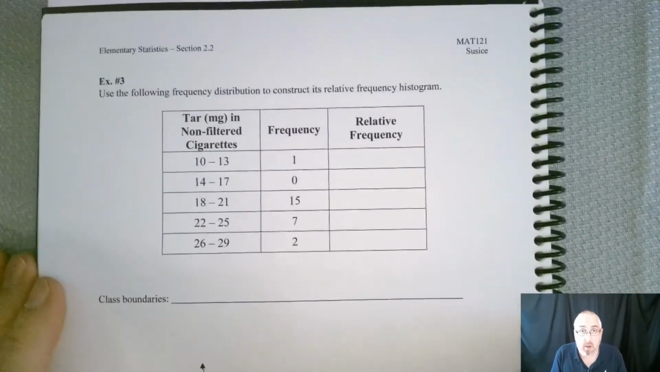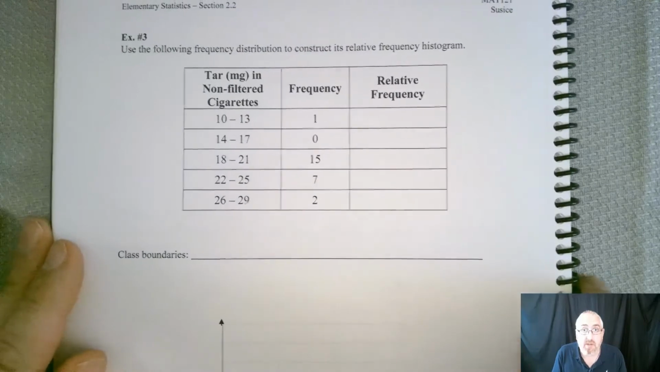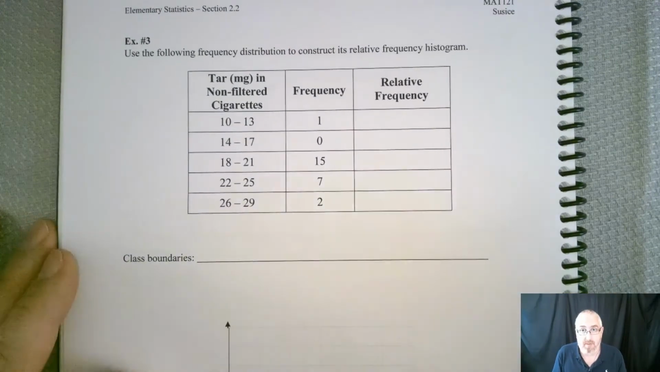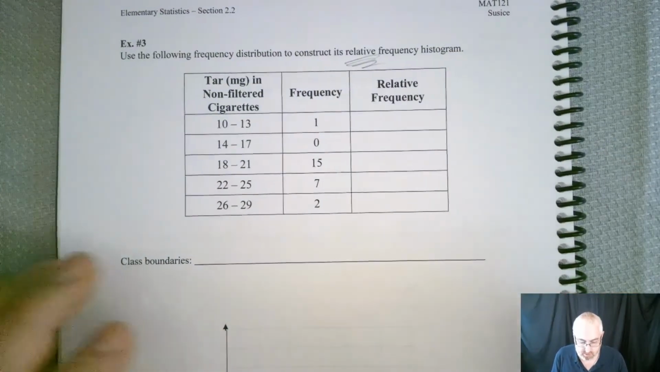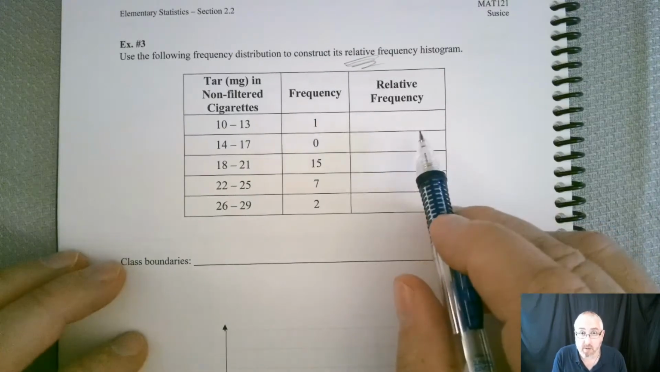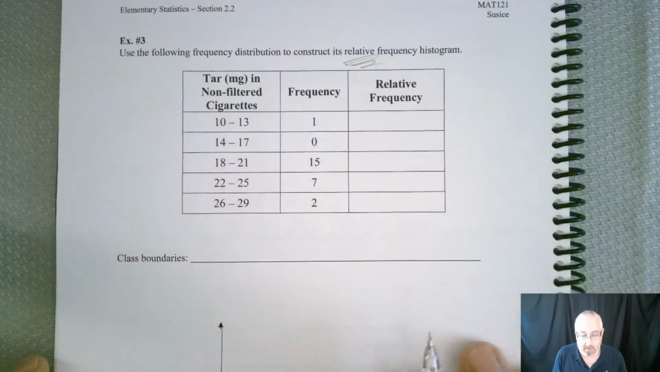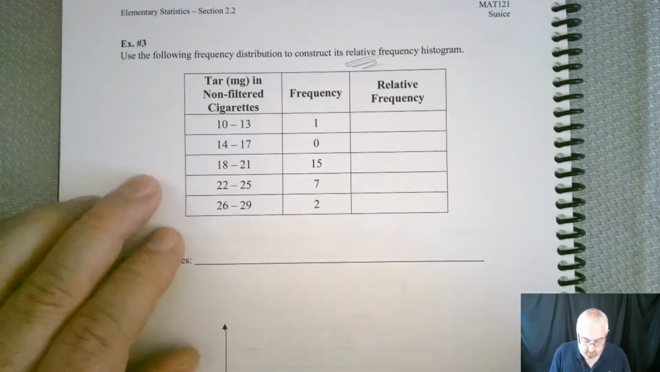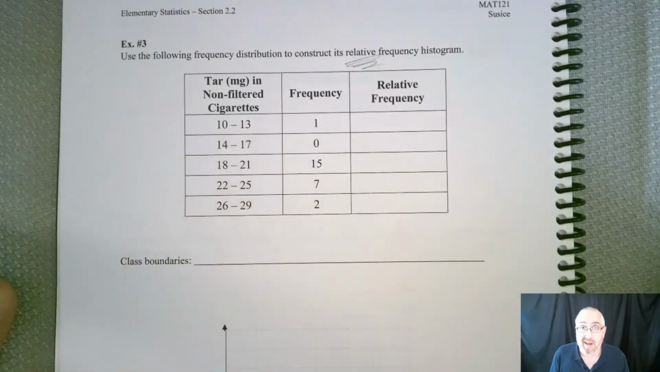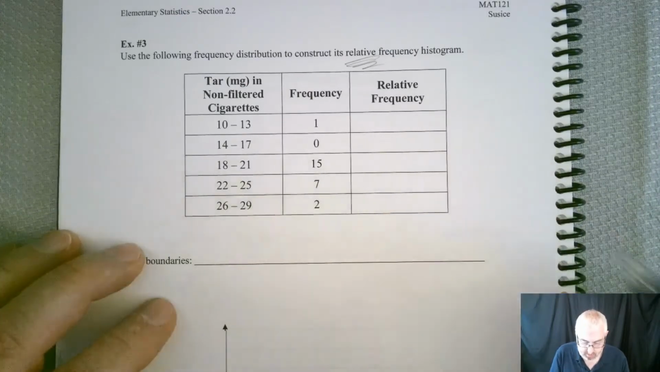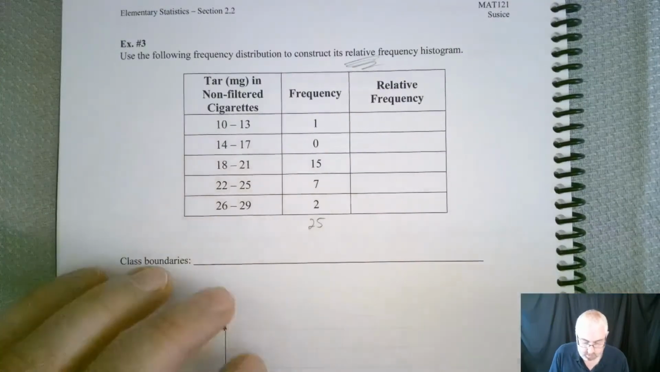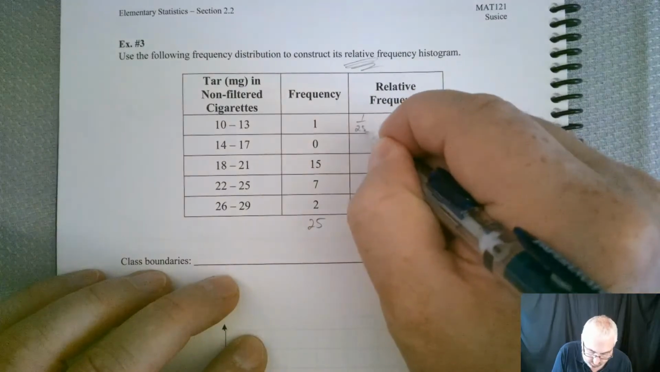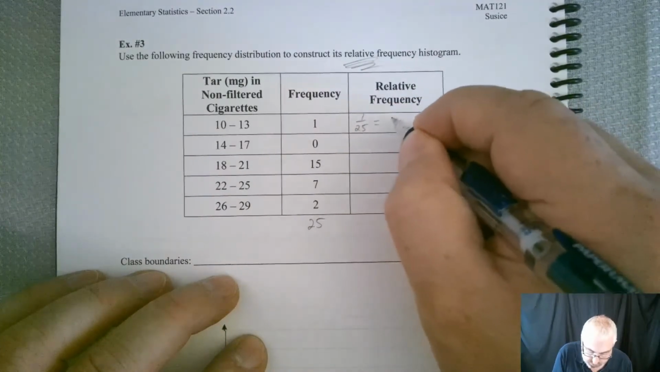Now, for this next one, it says use the following frequency distribution to construct its relative frequency histogram. So here's the twist. Let's first find our relative frequencies, and then we'll worry about our class boundaries. How do we find relative frequencies again? Well, we're going to have to add these up. So looks like we got 25. So 1 out of 25 is going to be 4%?